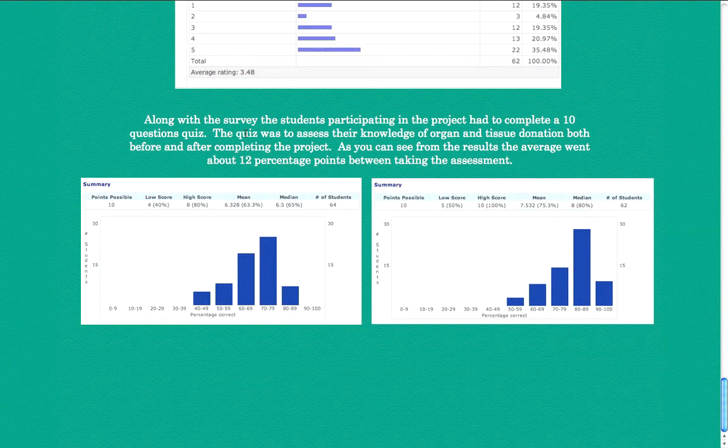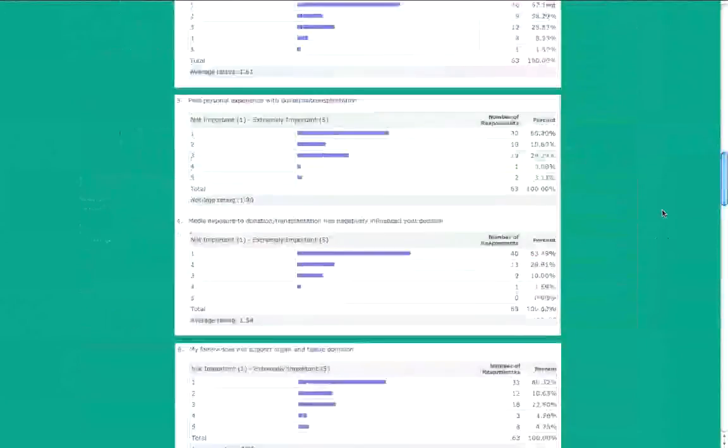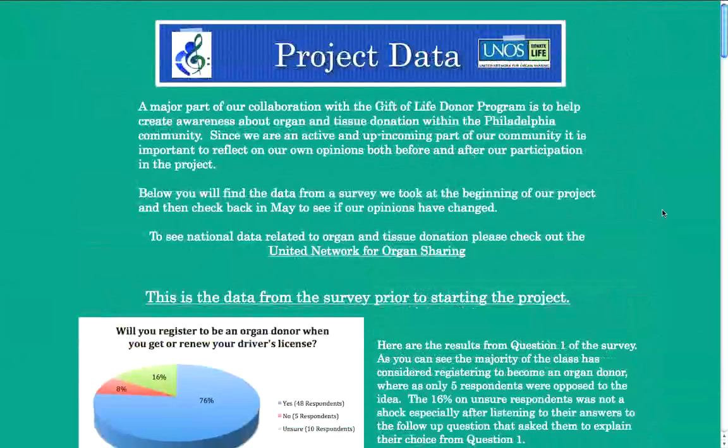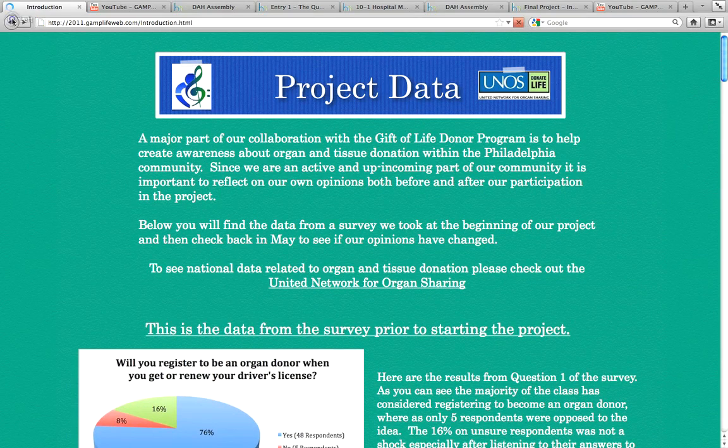Along with this survey, the students participating in the project had to complete a 10-question quiz. The quiz was to assess their knowledge of organ and tissue donation, both before and after completing the project. As you can see from the results, the average went up about 12 percentage points between taking the assessment before and after the project. So it kind of shows me that they are more informed now, and hopefully when they get that chance to get their driver's license, they'll make the right decision for them, but it'll be an informed decision.